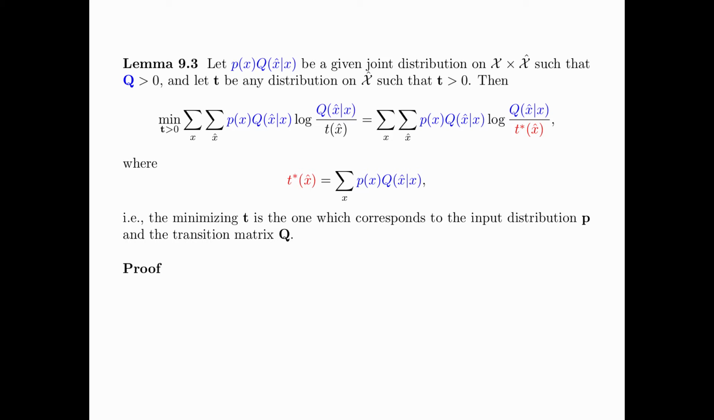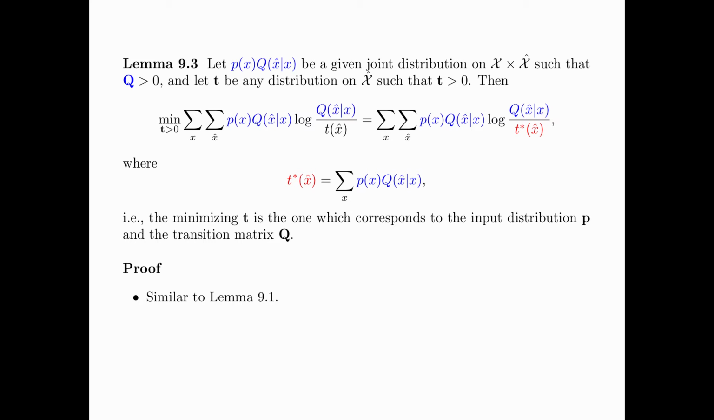Lemma 9.3 is very similar to Lemma 9.1 for the channel capacity. Let P(x) Q hat(x hat|x) be a given joint distribution on X times X hat such that Q is strictly positive, and let T be any distribution on X hat such that T is strictly positive. Here, P(x) and Q(x hat|x), which are given, are highlighted in blue. Then the minimum over all T strictly positive of the summation over x, x hat of P(x) Q(x hat|x) log Q(x hat|x) divided by T(x hat) is attained by T star(x hat) equals the summation over x of P(x) Q(x hat|x). That is, the minimizing T is the one that corresponds to the input distribution P and the transition matrix Q.